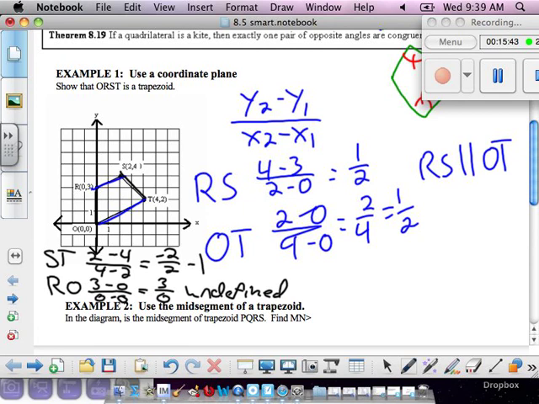And we know the only four-sided figure we have that has only one set of parallel sides is a trapezoid. Therefore, we can say it's a trapezoid. Okay, turn it over.